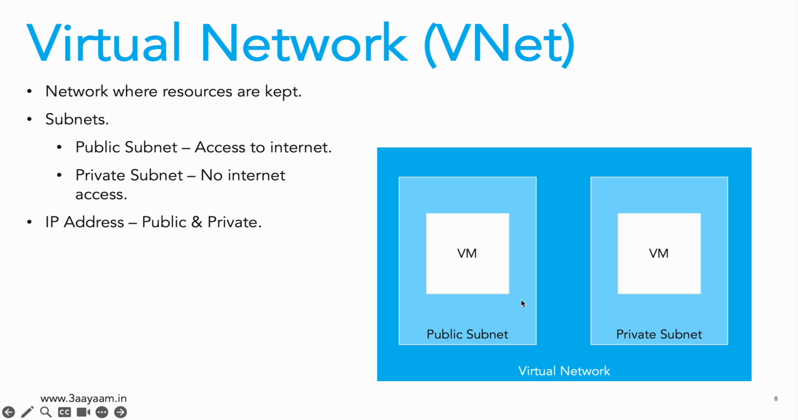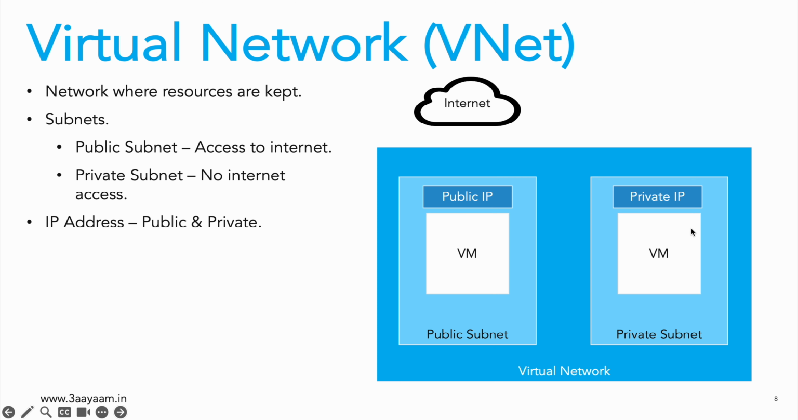In this case, this particular virtual machine or VM will have a public IP address because it has been launched in the public subnet, and this VM will have a private IP address because it has been launched in the private subnet. We can provide a public IP address to VMs in a private subnet also, but that is not a best practice. As a best practice, the resources which are launched inside of a private subnet should always have a private IP address.